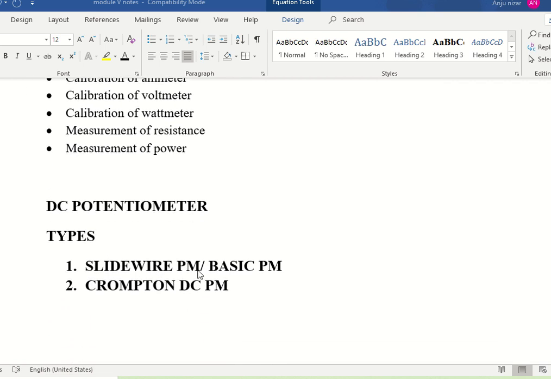slide wire potentiometer, or another name is basic potentiometer. Next one is Crompton DC potentiometer. So in this video we can see the working of a slide wire or basic potentiometer circuit.